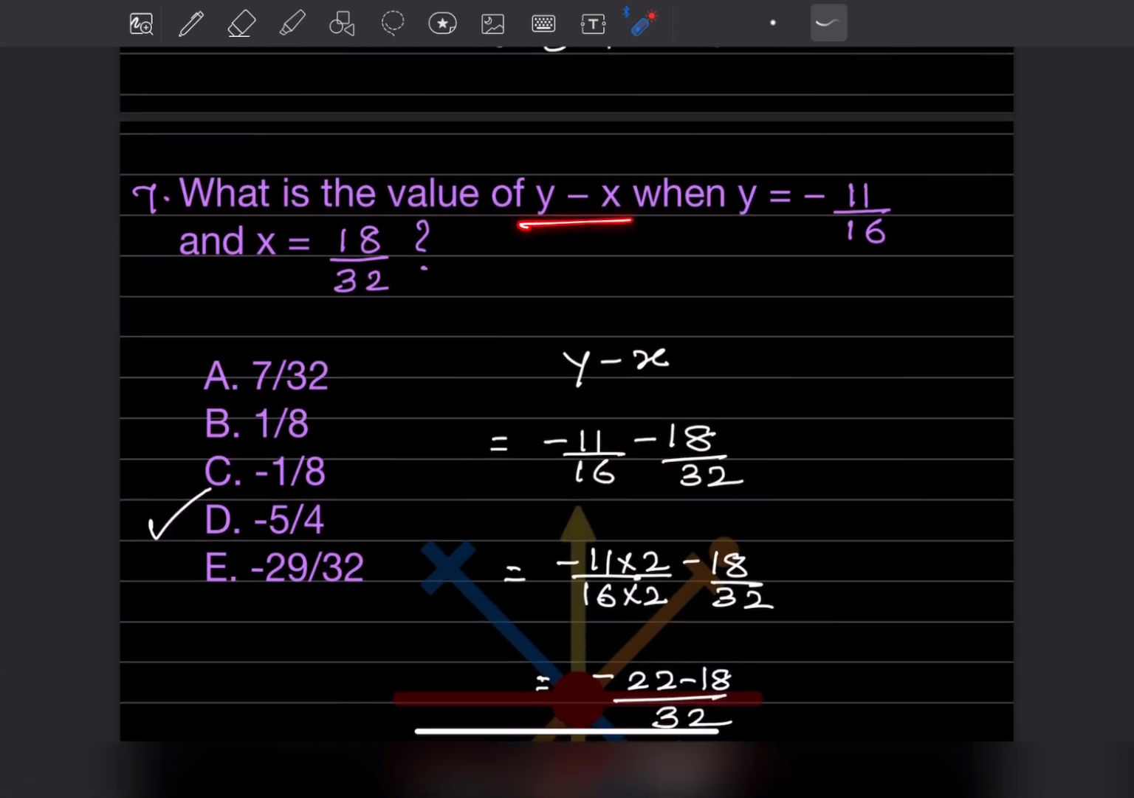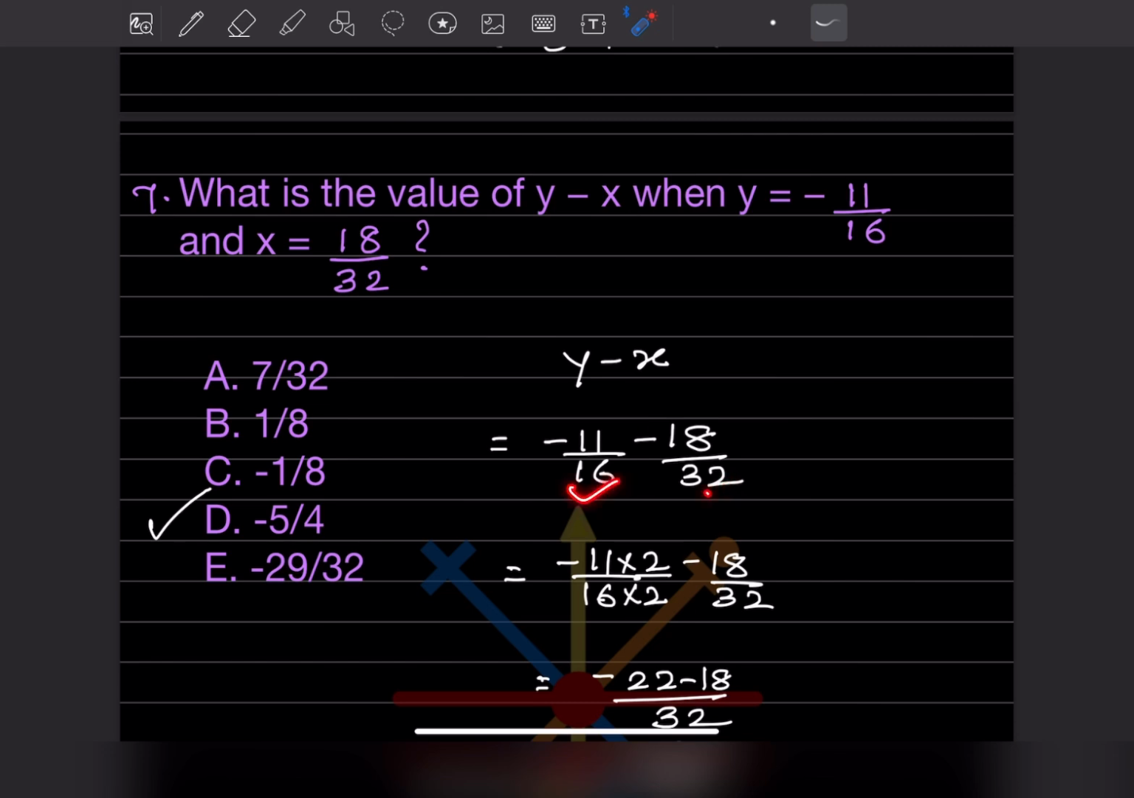What is the value of y minus x when y is equal to minus 11 by 16 and x is equal to minus 18 by 32? So we want y minus x. So what is the value here? Y minus x means this is the value, minus 11 by 16, this is given, and minus here minus, and this x value is given as minus 18 by 32.